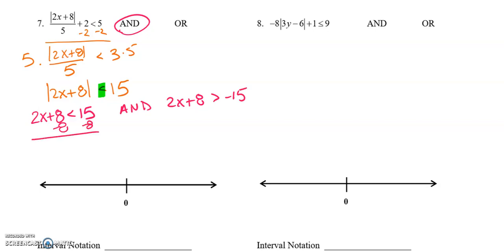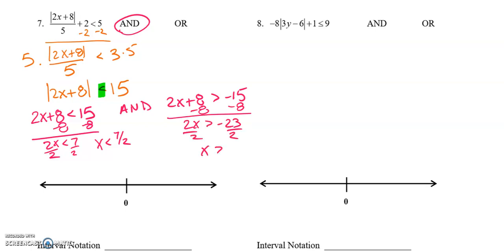Subtract 8, divide by 2. We get x is less than 7/2. Subtract 8, divide by 2. We get x is greater than -23/2.